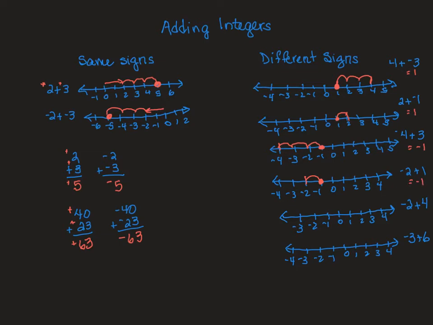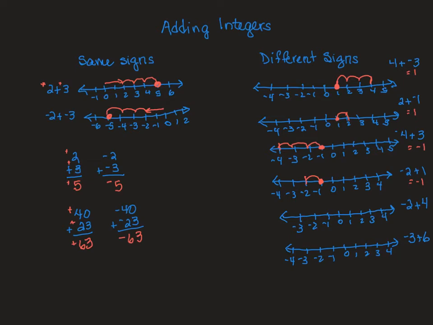Notice that the bigger number, the bigger digit, so 4, I had 4 positives and I was adding 3 negatives and my answer was positive. There were more positives there, okay? In the second one, I started at 2 positives and I added 1 negative and my answer was positive 1, because I had more positives. Positives were stronger. I had more of them.